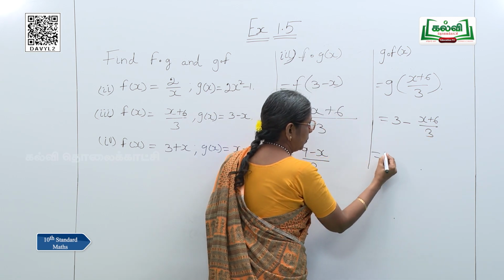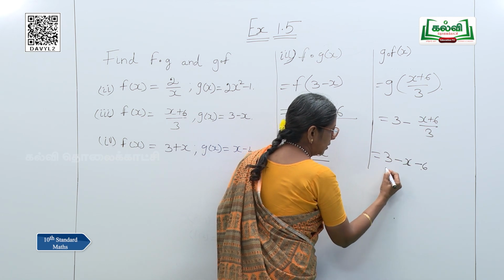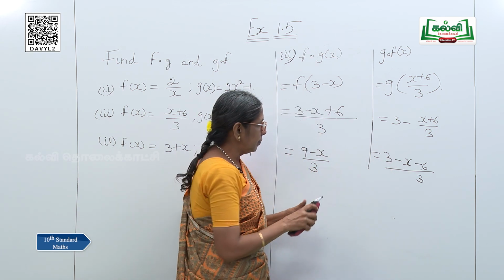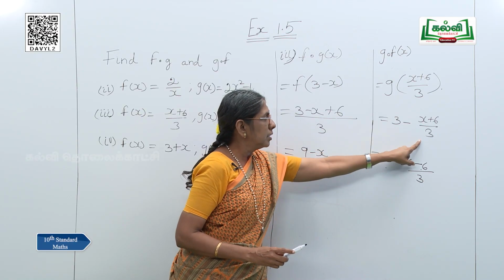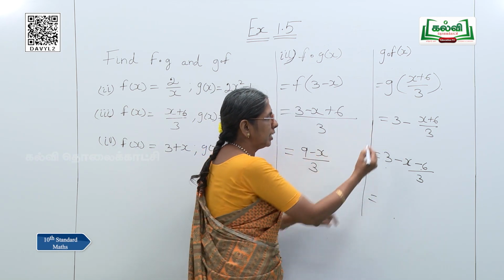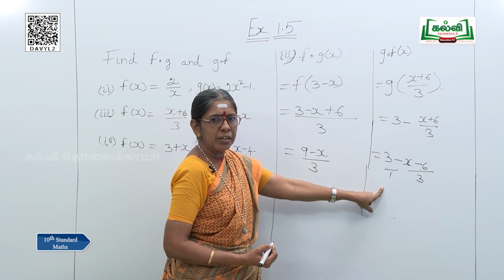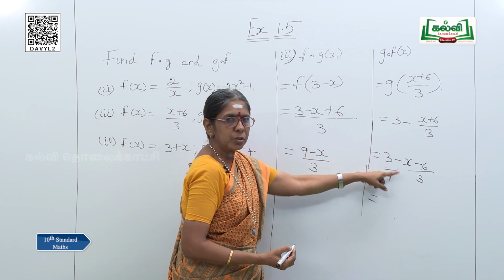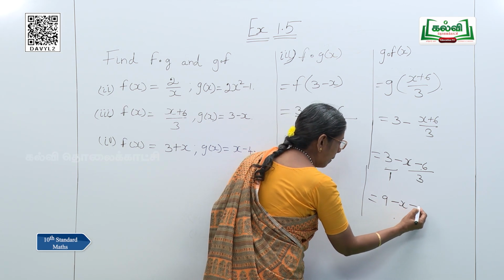So, it becomes 3 minus x minus 6 divided by 3. Now, we have to find here 3 into 3, 9. So, this becomes LCM. Because you do not have any number, you assume this number to be 1. Whenever there is no denominator, you already know what we assume. We have to assume that denominator to be 1. So, you cross multiply it. When you cross multiply it, what happens? 3 into 3, 9. It becomes 9 minus x minus 6 divided by 3.